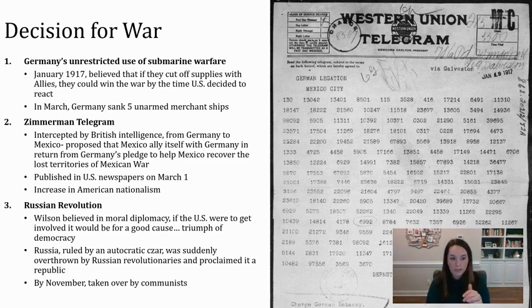Then you have the Zimmerman telegram, and a lot of people think that this is a large reason why. It was a coded Western Union telegram, which you can see, intercepted by British intelligence. It's from Germany to Mexico, and it proposed that Mexico join the alliance with the Central Powers and Germany. In return, Germany would help Mexico get back the land that they lost to the United States during the Mexican-American War back in the 1840s.